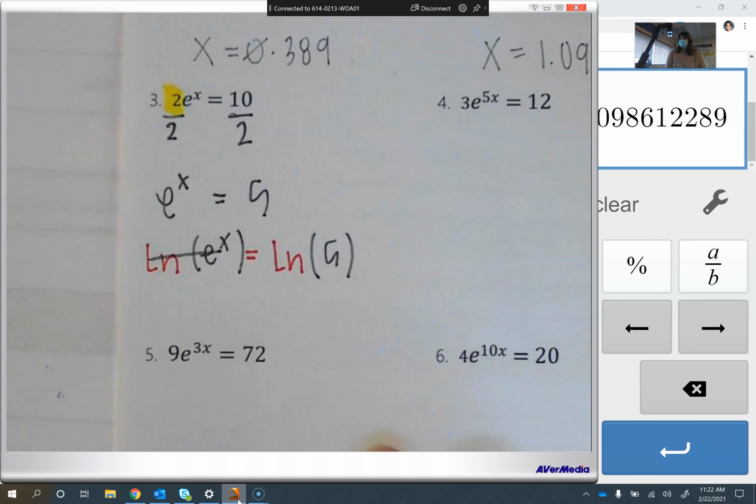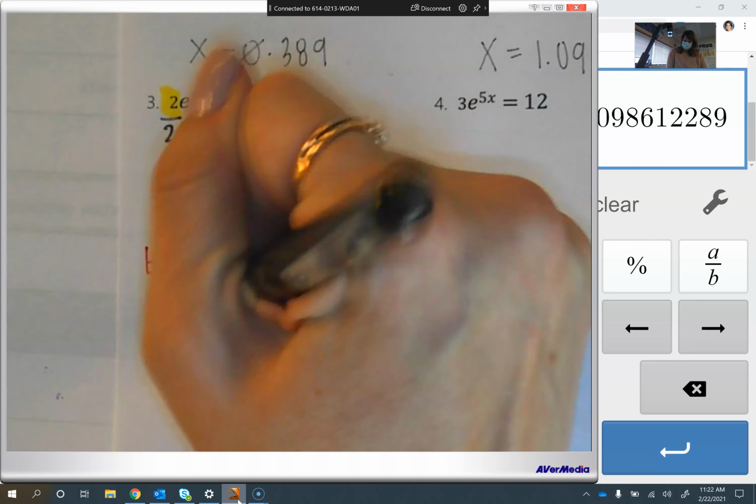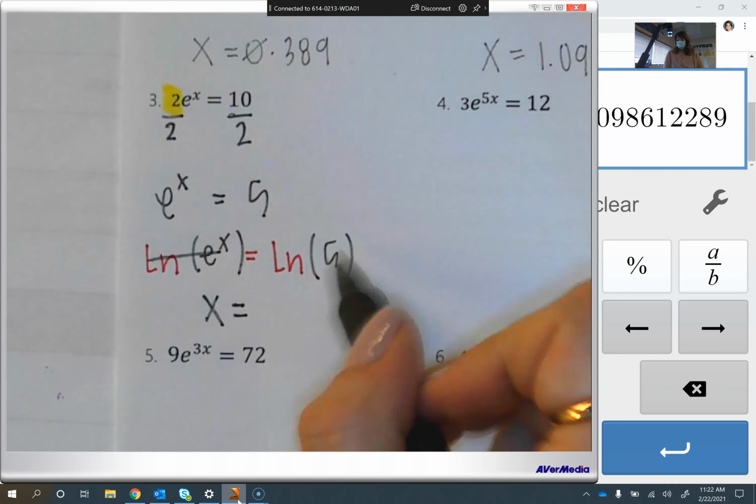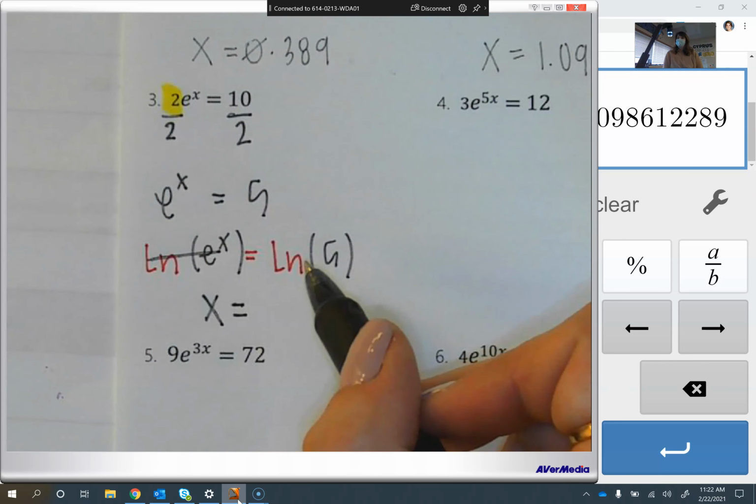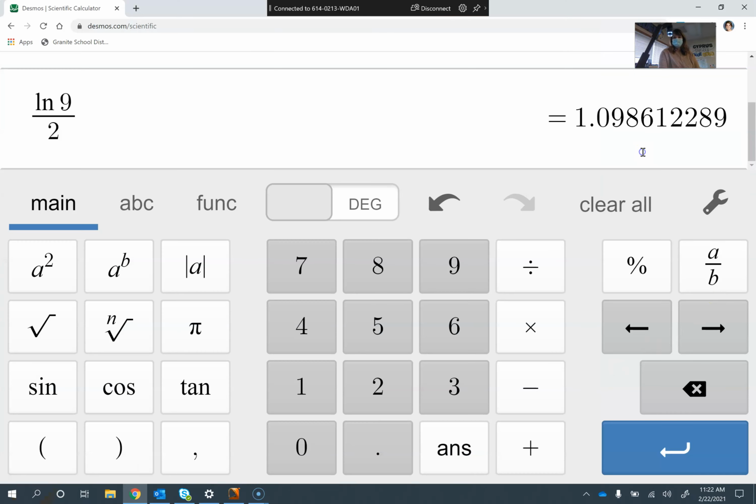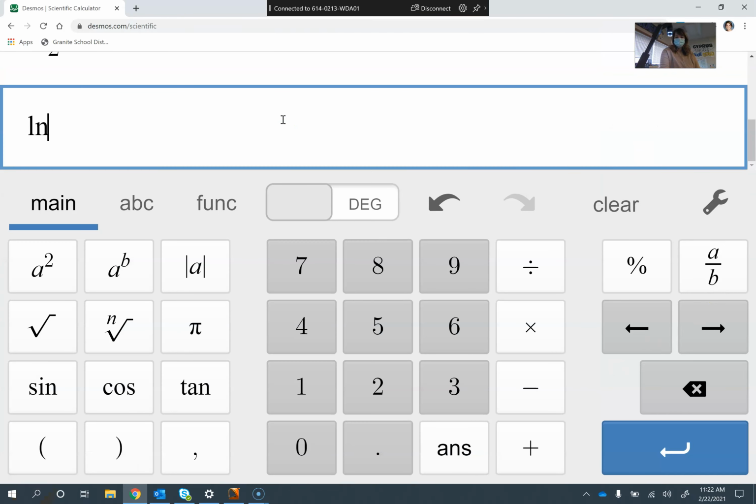These go away. You get x equals the natural log of 5. So if I plug that into Desmos, natural log 5 is 1.609.